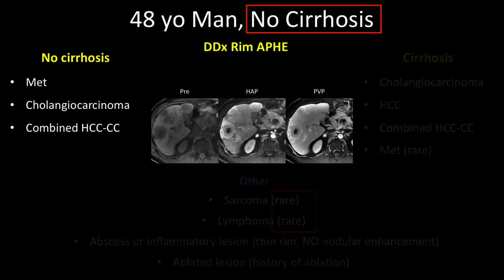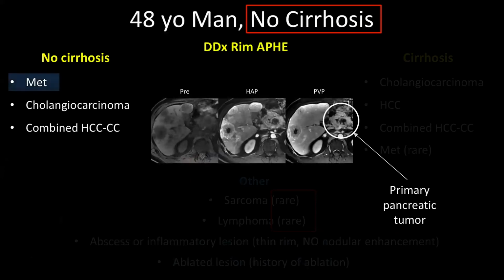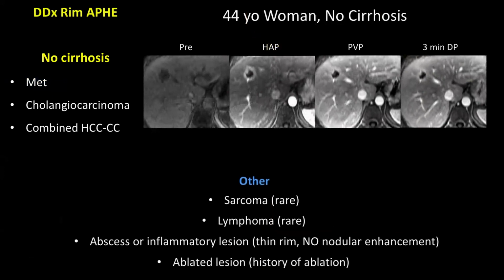Well, this particular patient has multiple lesions, and so in this case, I would prefer metastatic disease. And also, if you look carefully, there's a primary pancreatic mass here. This is the primary tumor, so this is metastatic disease from a pancreatic neuroendocrine tumor. So this is metastatic disease of the liver.